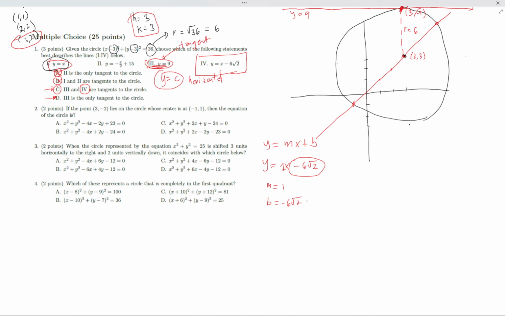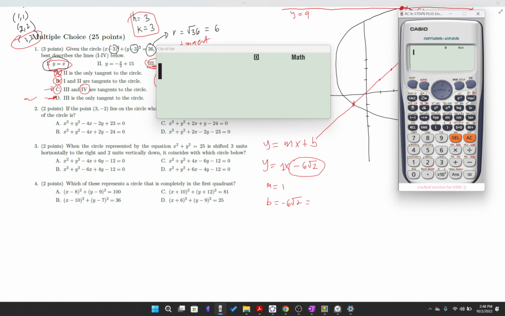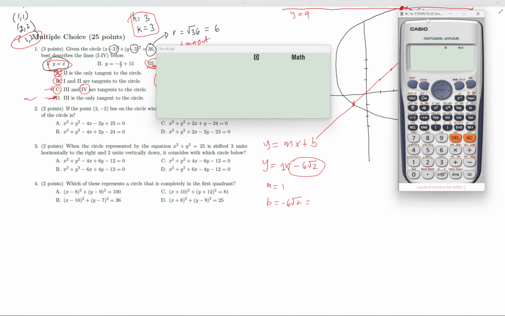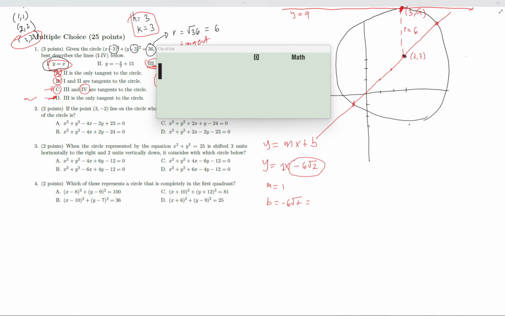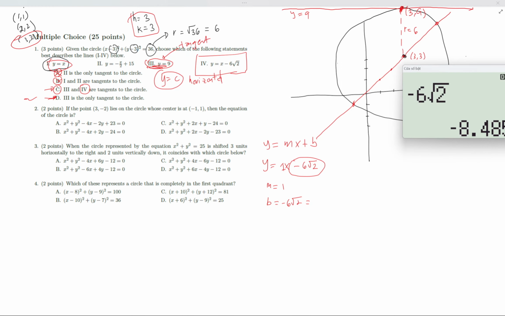Now we can perhaps just look at this. Maybe we can grab a calculator, so that we can see its decimal value. So there's a calculator right here. Let me check. So we have here negative 6 square root of 2. So that is negative 8.485. So let's just estimate that.